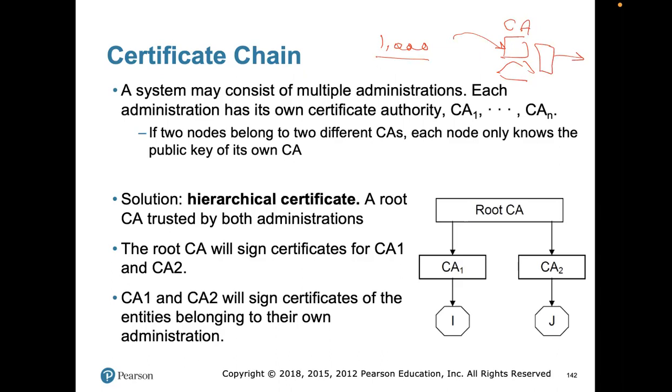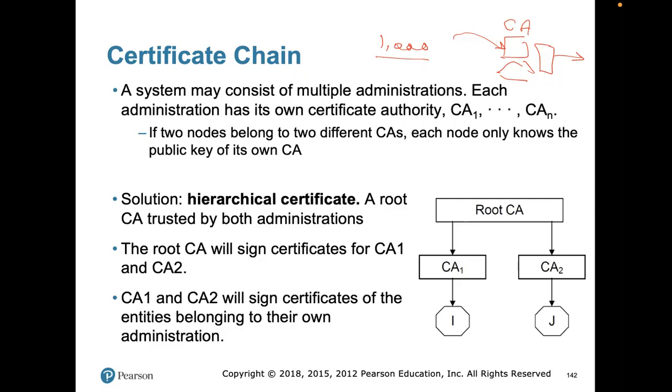So in that case, the CA becomes a performance bottleneck. It means that for starting a secure communication, everybody needs to communicate with the CA, and the CA will be very busy. From the performance point of view, it might not be the ideal situation.